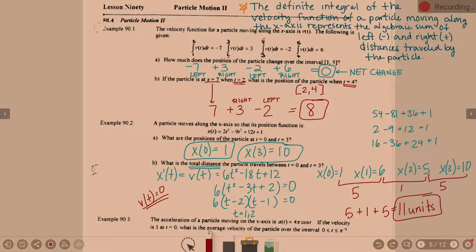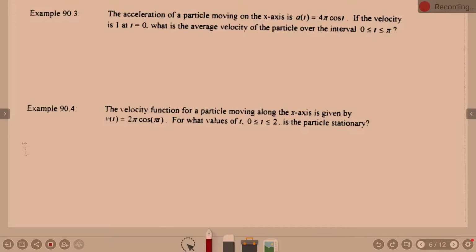Okay, example 3, when you guys are ready. The acceleration of a particle moving on the x-axis is a of t equals 4 pi cosine t. If the velocity is 1 at t equals 0, what is the average velocity of the particle over the interval from 0 to pi?